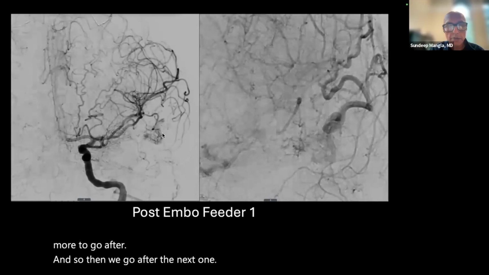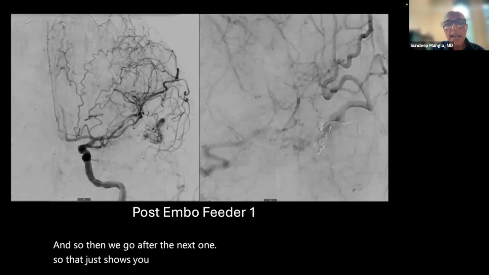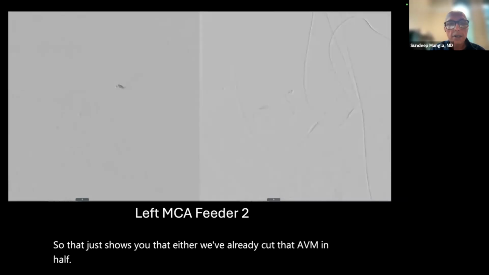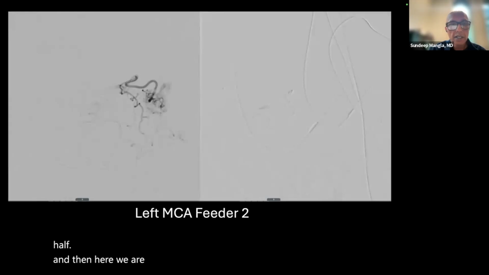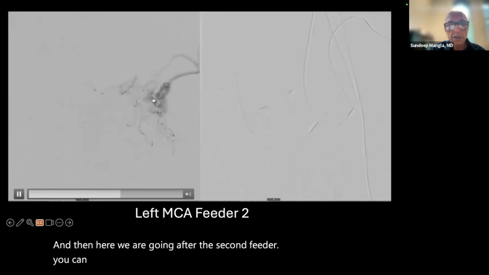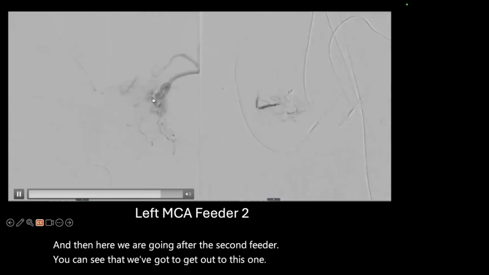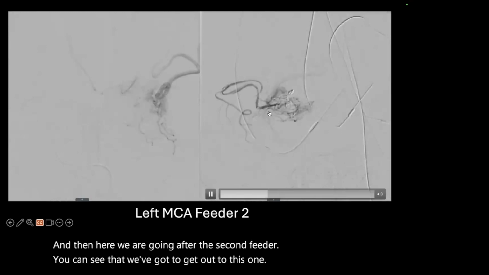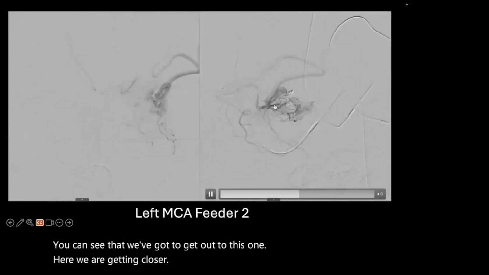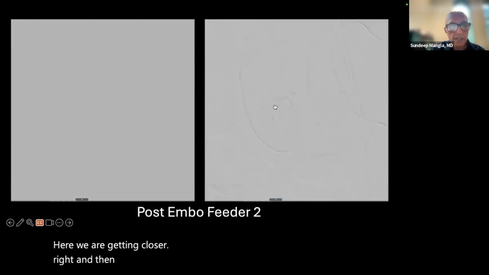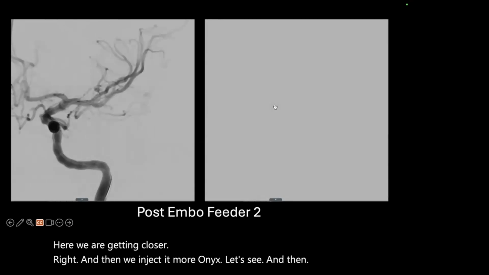So that just shows you that we've already cut that AVM in half. And then here we are going after the second feeder. You can see that we've got to get out to this one. Here we are getting closer. Right? And then we injected more Onyx. And then here we are after the second.